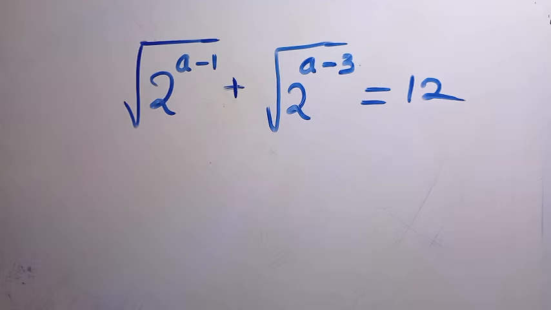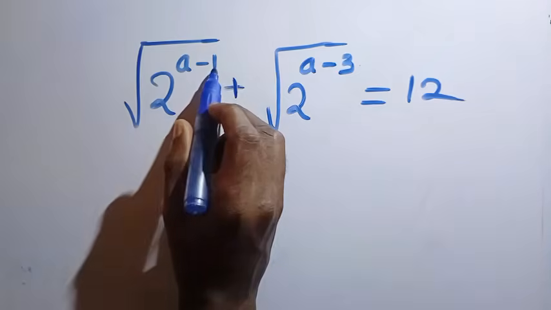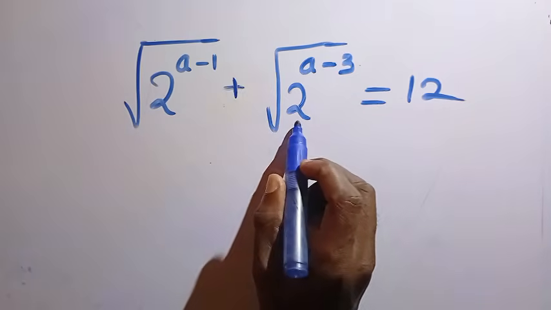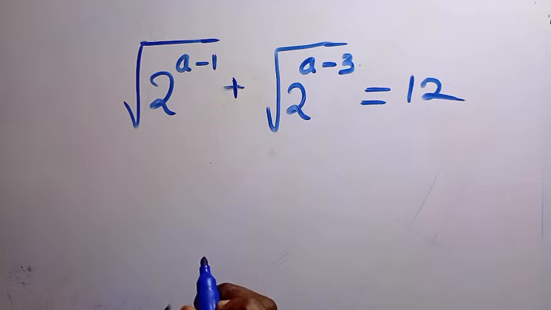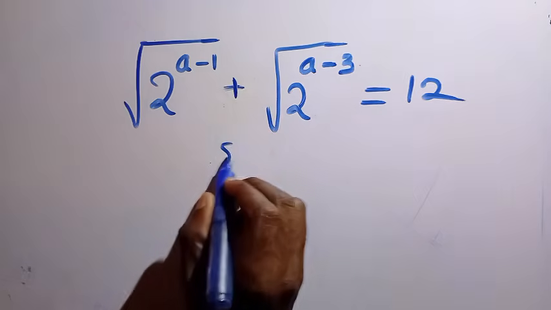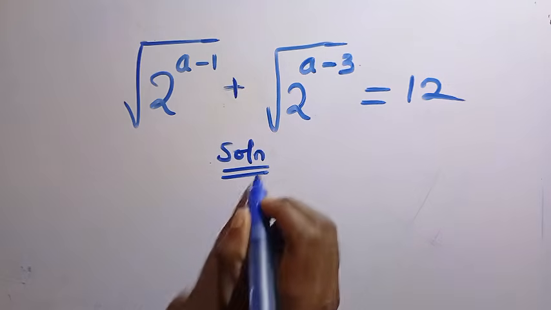We have a radical algebra: the square root of 2 power a minus 1, plus the square root of 2 power of a minus 3, equals 12. This just needs little manipulations and we get the answer in a very simple term. So let's consider the solution from here.